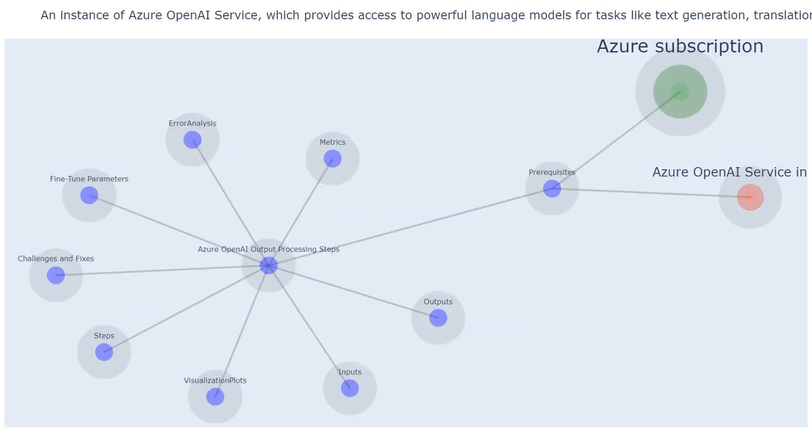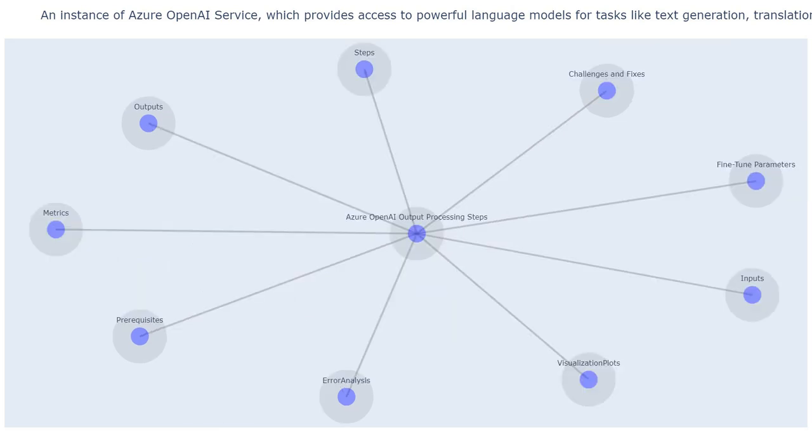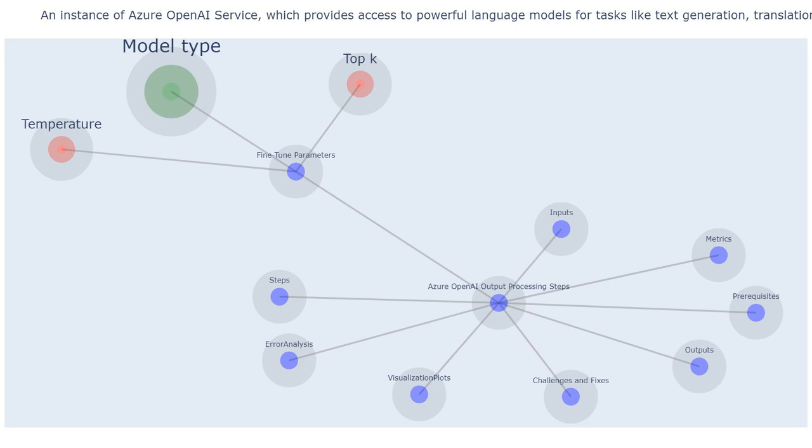Prerequisites. An Azure subscription is needed to access the Azure OpenAI service. It allows users to create resources and manage their Azure environment. An instance of Azure OpenAI service, which is a specific resource within Azure that provides access to language models and their capabilities. Fine-tune parameters. The type of language model to use for processing the text.